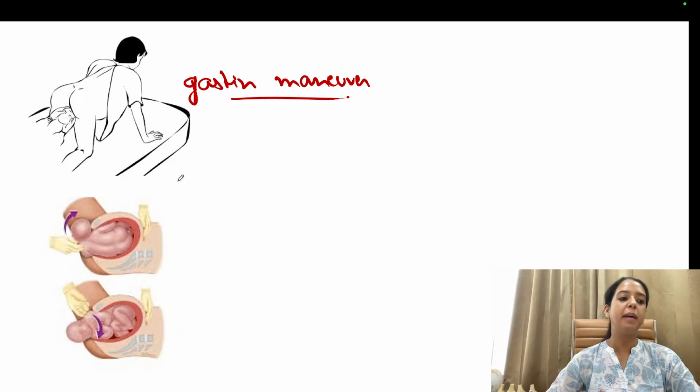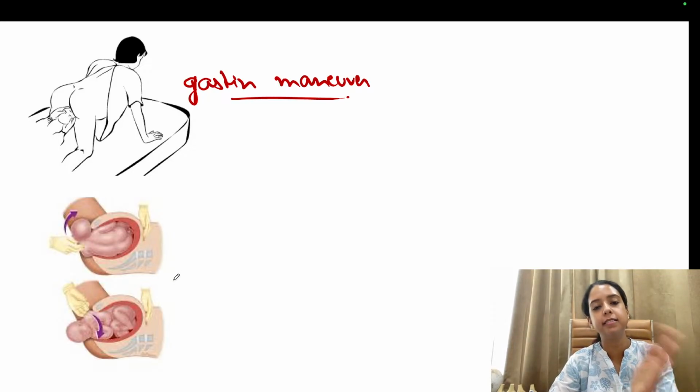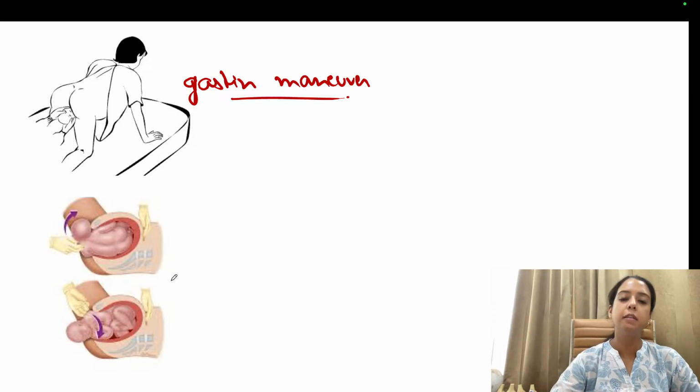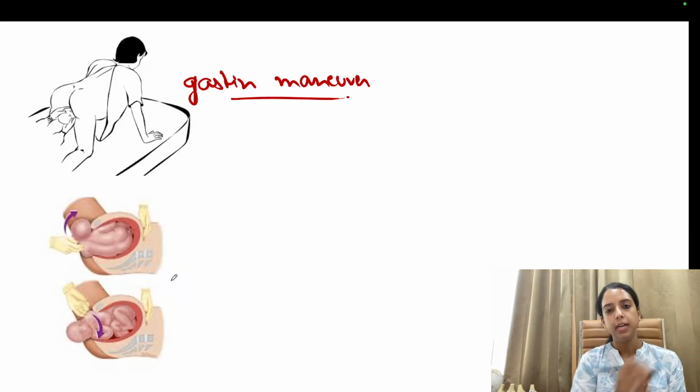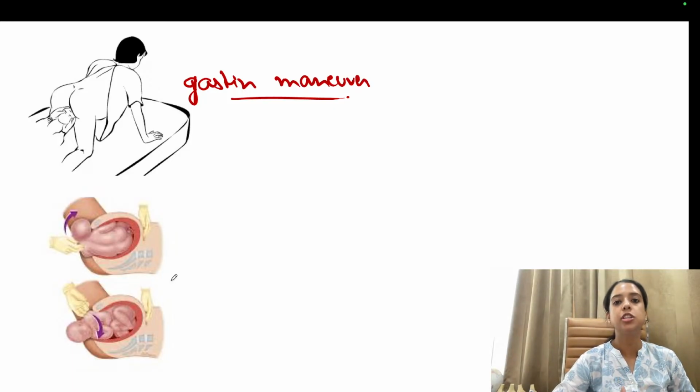Now when the maternal maneuvers have been exhausted, we go to internal maneuvers. I insert my hand inside and I start doing maneuvers. The first internal maneuver is sweeping the posterior shoulder. Anterior is stuck, so bring out the posterior shoulder. It will reduce the diameter. If that doesn't work, you do the rotational maneuvers.